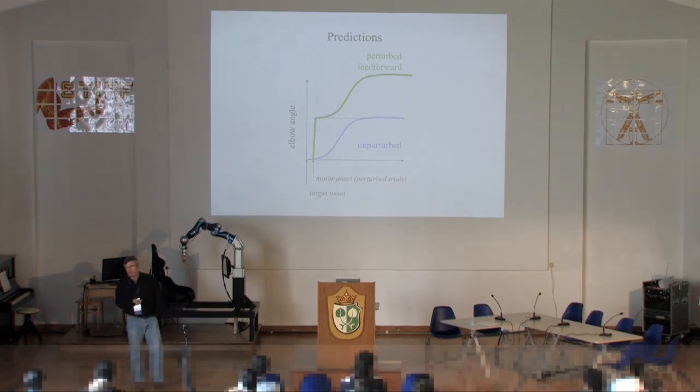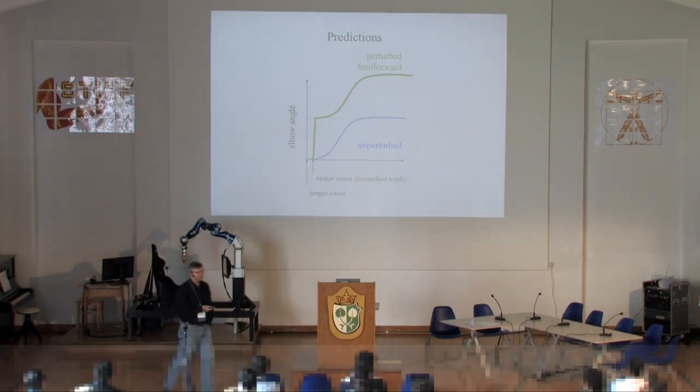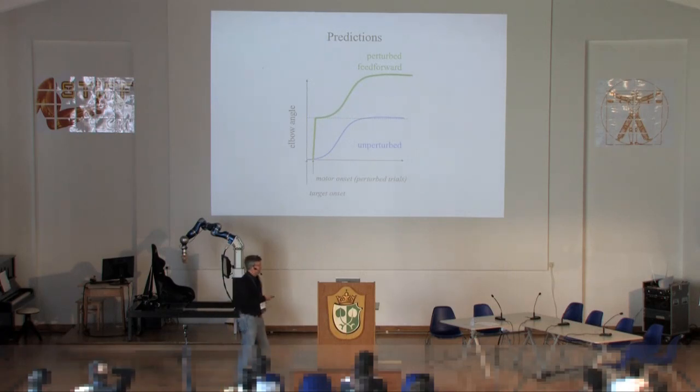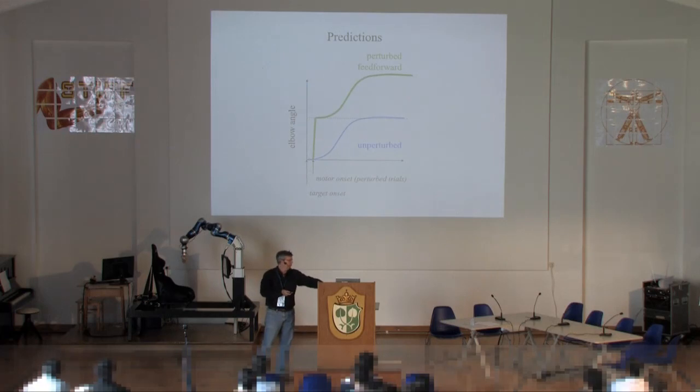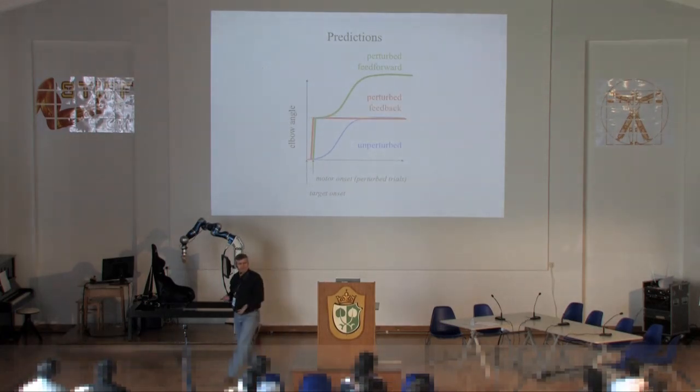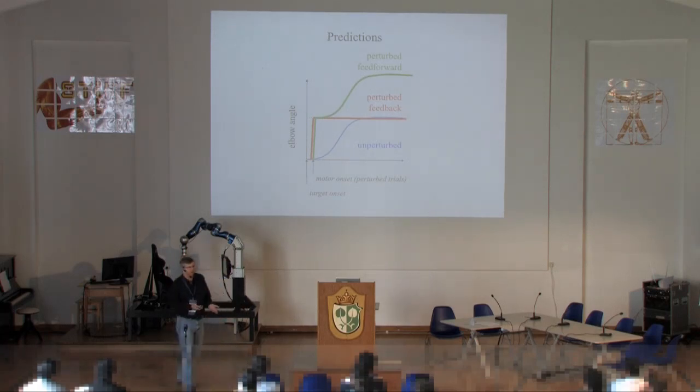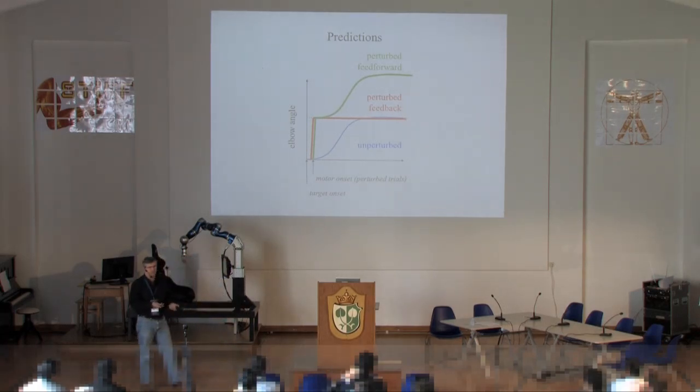And if it's feedback control, what should happen? Nothing, it should just stay there, okay? Because there's already no difference between where I am and where I want to be. So the brain is just saying, okay, let's just stay there. There's no force to be generated because there's no error between the desired and actual position.